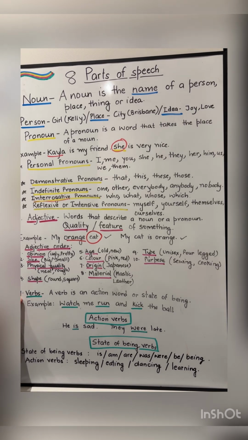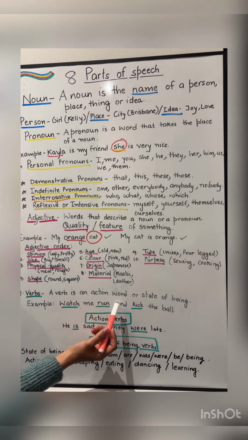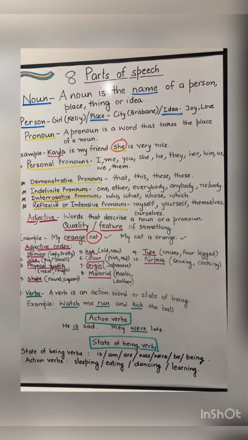The last one is verbs. A verb is an action word or a state of being. Action words are the words that show that you're doing some action. For example, sleep, run, kick, eat. These are the action words, some sort of action involved.